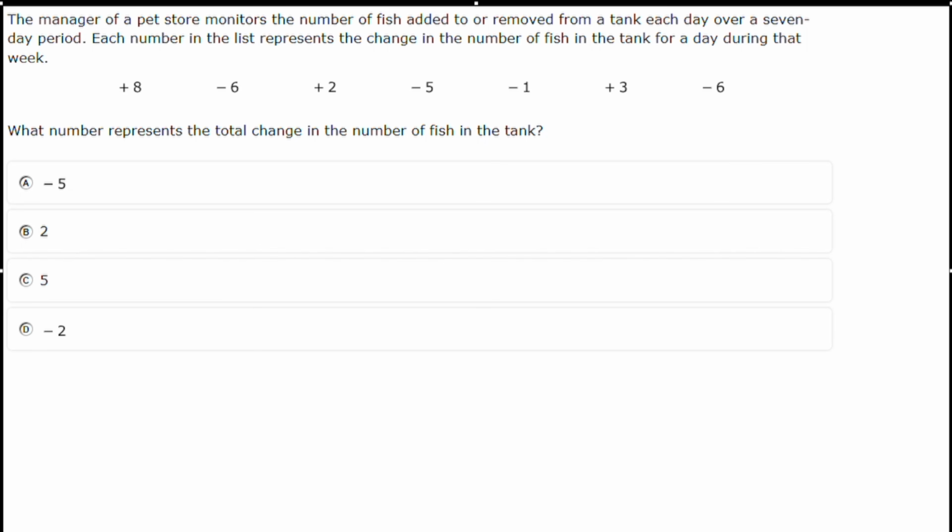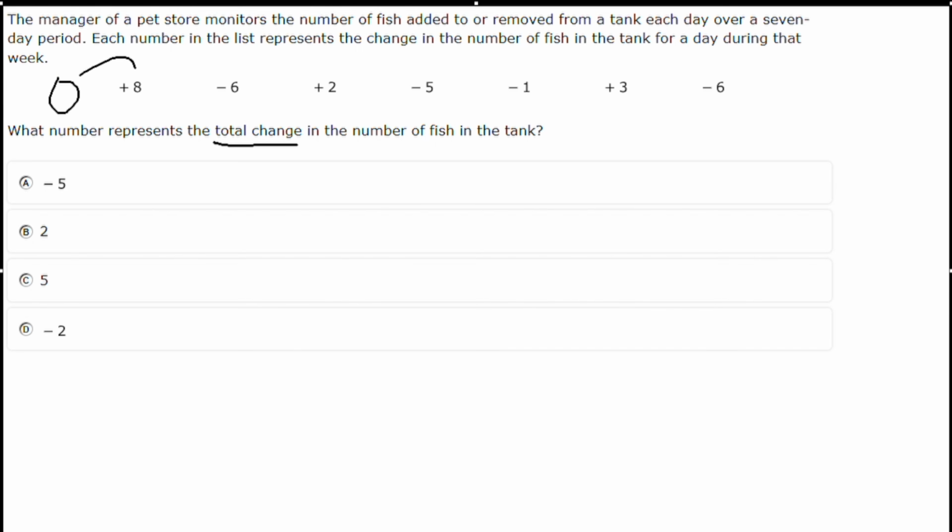So in this situation, we're asked to find the total change. The total change. So that means we need to basically combine all of these numbers to see what the total change is. This is a fairly simple question where all we're doing is adding and subtracting. So we can start off with our first two numbers. We have positive 8. So that means they probably started off with 0, then they got plus 8. So at this point, we are at 8.